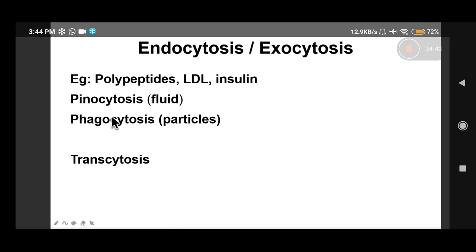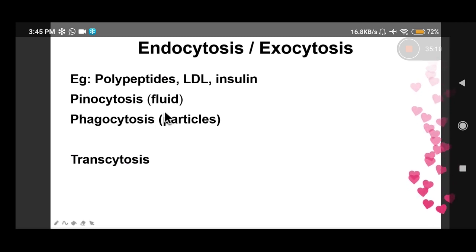Pinocytosis is when fluid is engulfed and taken in. Phagocytosis is when particulate matter is engulfed by processes of the cell. The cell extends out processes and engulfs a particle or a fluid in a vesicle and pushes it inside the cell. So that is what endocytosis is.